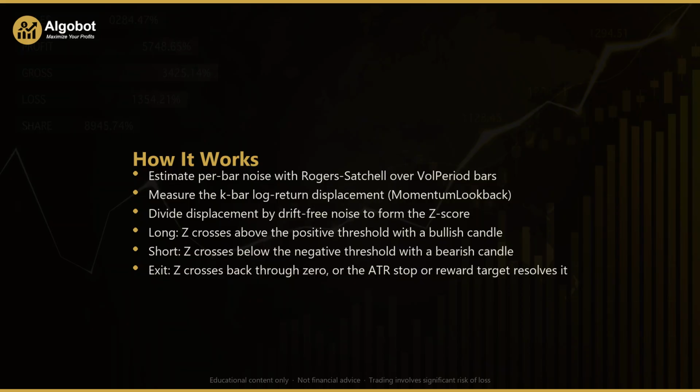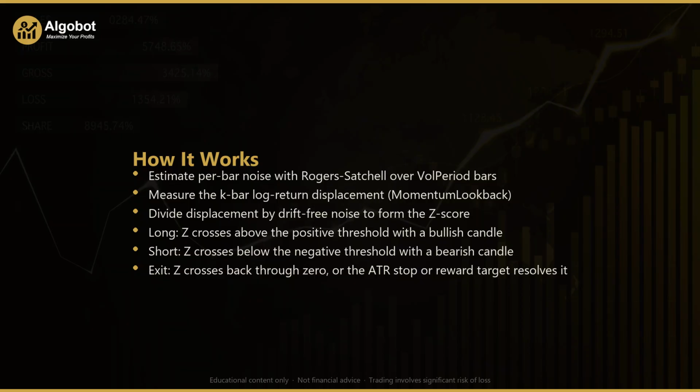Now let's walk through the mechanics step by step, exactly as the expert advisor computes them on each newly closed bar. First, the strategy builds its noise estimate. Over a window called VolPeriod, which defaults to 20 bars, it applies the Rogers Satchell formula to each candle. For every bar, it takes the logarithm of the high divided by the close, times the logarithm of the high divided by the open, and adds the logarithm of the low divided by the close times the logarithm of the low divided by the open. Each of those contributions is always 0 or positive. Averaging them and taking the square root gives sigma bar, the drift-free noise per bar.